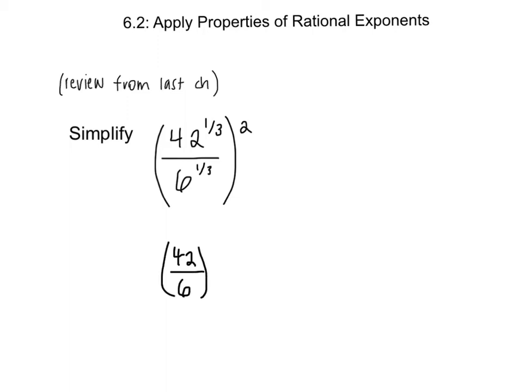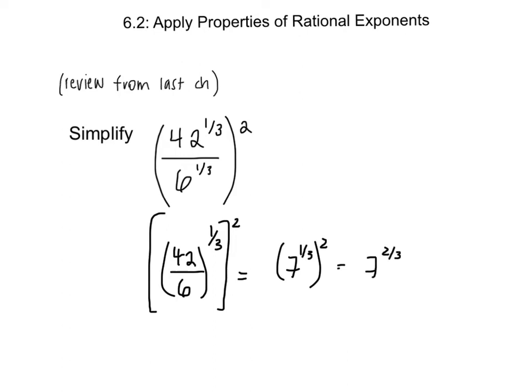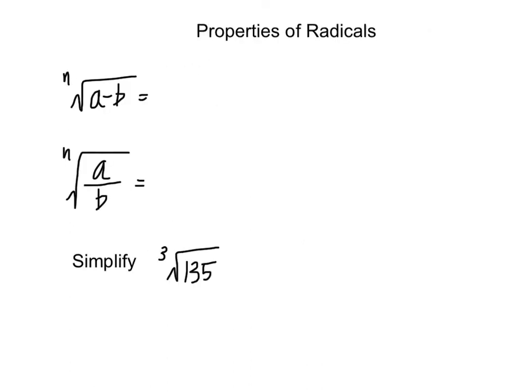So this problem is the same thing as 42 over 6, this whole quantity raised to the 1/3, and then squared. Then we have 42 divided by 6, which is 7, to the 1/3, squared, which is 7 to the 2/3. So next we're going to be going over the properties of radicals.